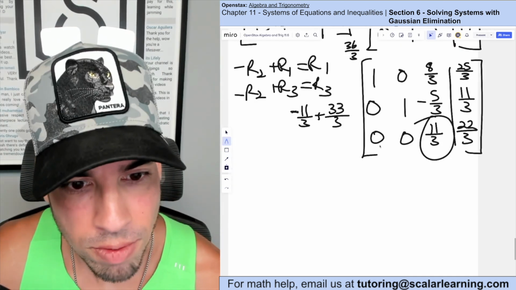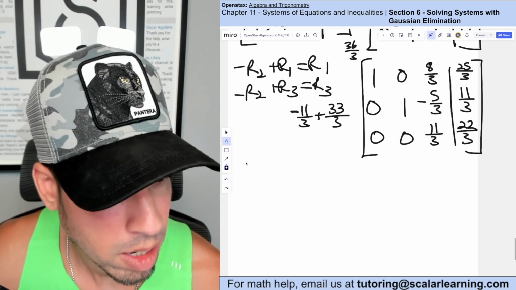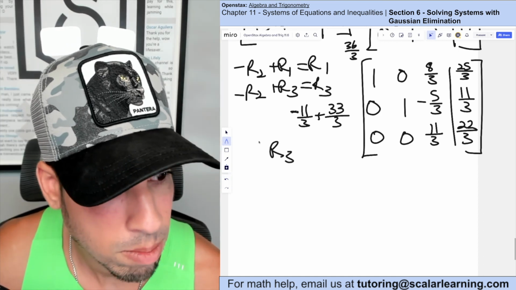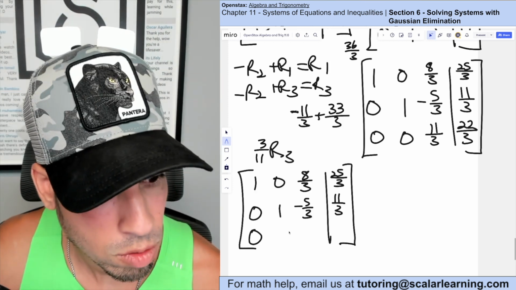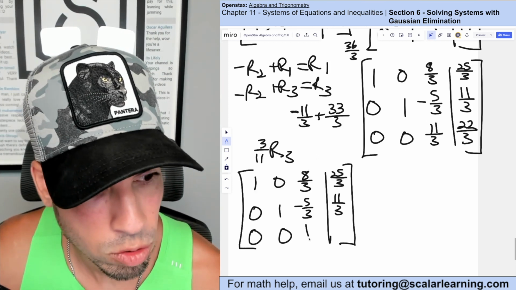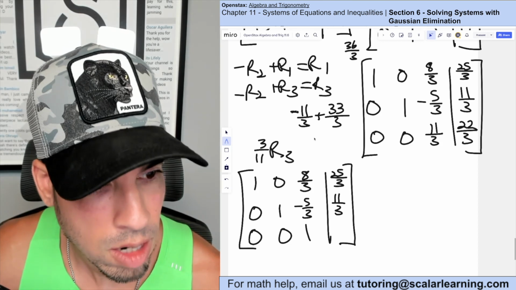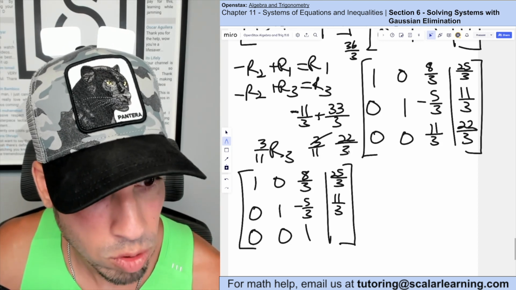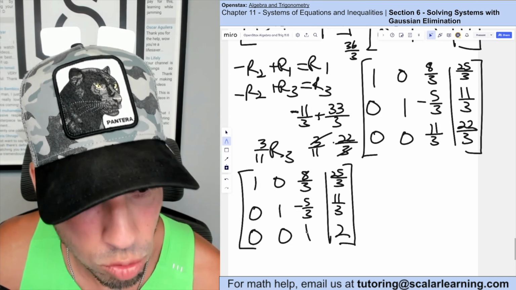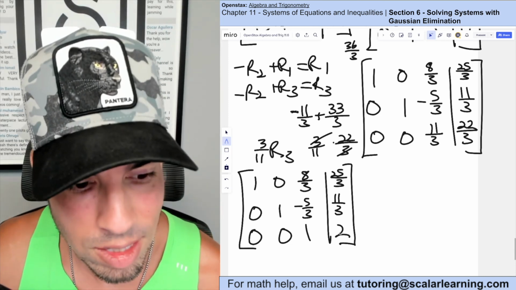Great. Next, I'm going to flip that to a 1 by multiplying row 3 by the reciprocal of that, which is 3/11. Let's write that out. So we have 0, 0, 3/11 times 11/3 is 1. 3/11 times 22 over 3, cancel, cancel. 22 divided by 11 is 2. So there's our first answer. Z is equal to 2.